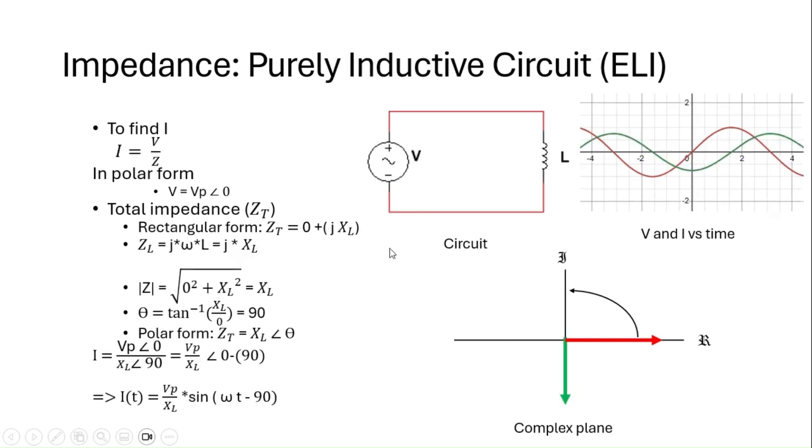Okay. Now, let's say we have a purely inductive circuit, and you'll notice I wrote ELI up here. And again, I'll explain that a little bit later. ELI, so this is a purely inductive circuit, meaning that there's an inductor, there's a source, but there's no other components in here like resistors or capacitors. And if we were to take a look at the voltage and the currents at the same time, we might see something that looks like this, where this line that I'm tracing is our current, and this right here is our voltage.